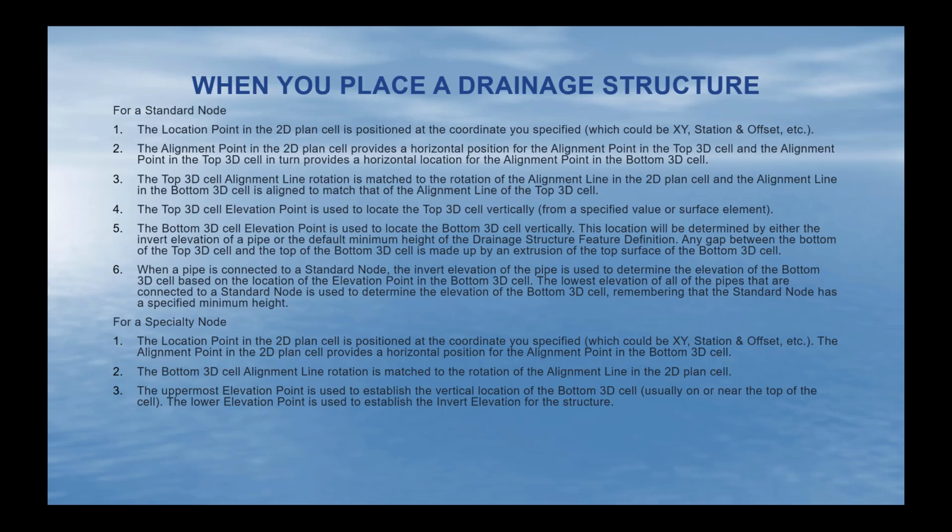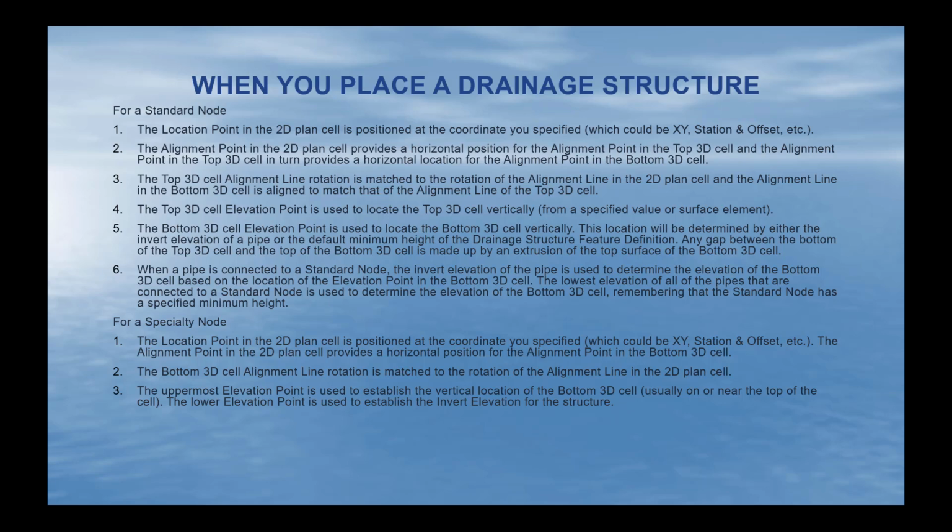Next, the top 3D cell alignment line rotation is matched to the rotation of the alignment line in the 2D plan cell, and the alignment line of the 3D bottom is aligned to match that of the alignment line of the top 3D cell. This means that depending on where you place the cell and what rotation you use, it will make sure that the 2D cell and the 3D cells agree with one another.